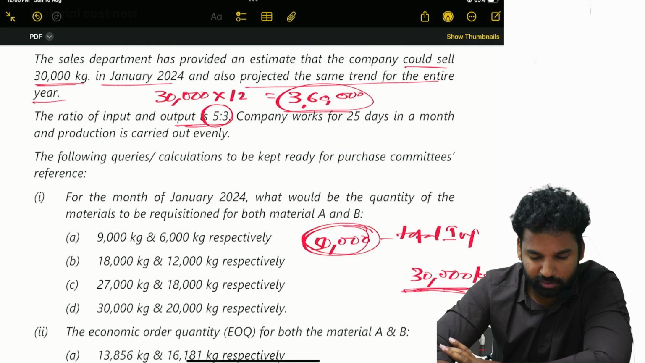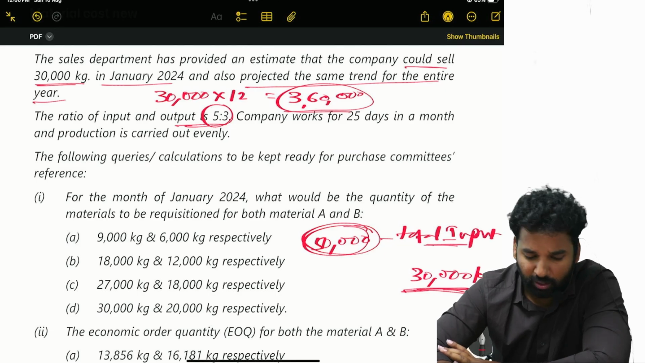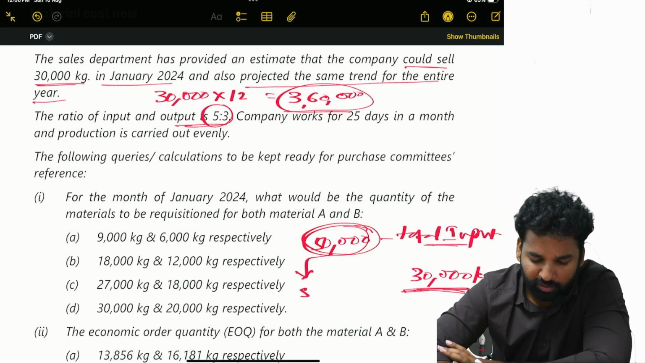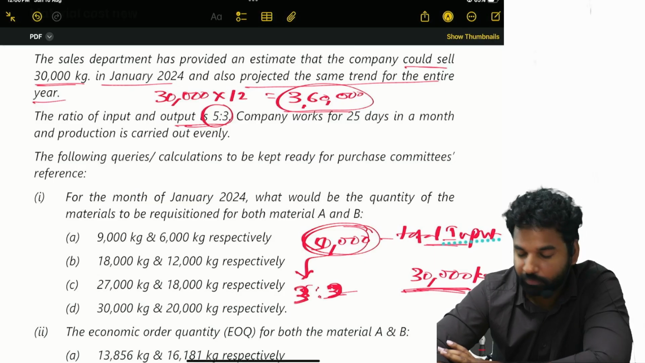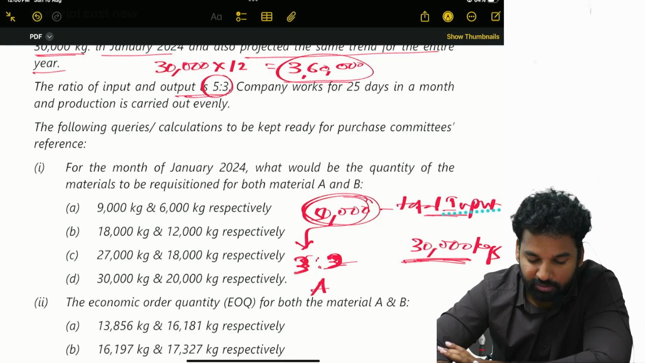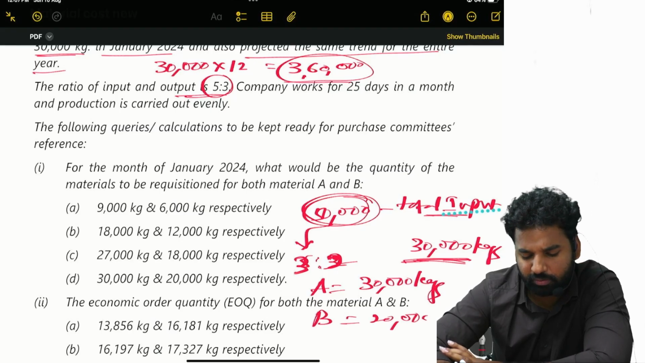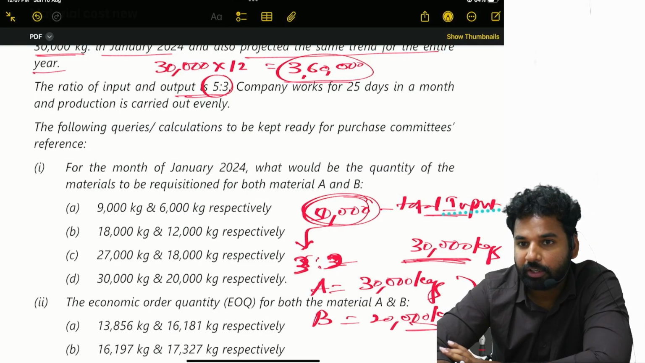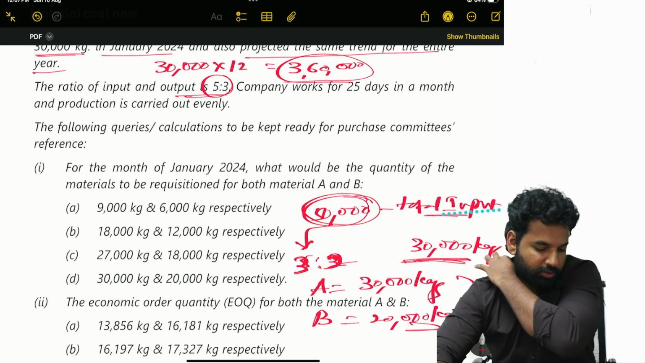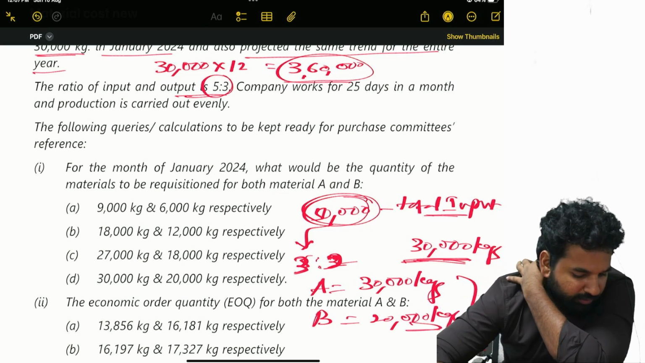Out of this total input, 3:2 is the ratio of A and B. So that means A is 30,000 kgs, B is 20,000 kgs. Is this okay for you? Correct? Right. So the ratio of input and output is 5:3.